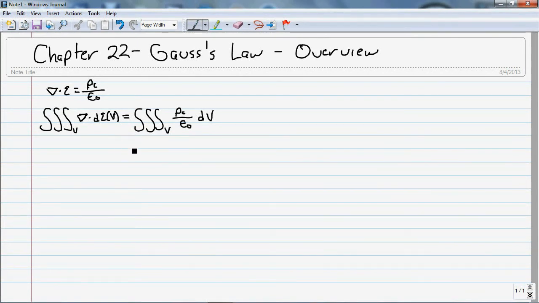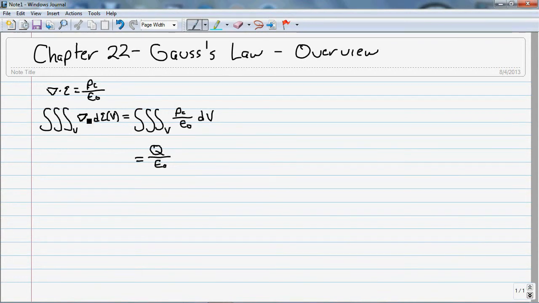So let's evaluate this side of the equation first. And if I'm taking a charge density, which is just charge per volume, and I'm integrating over that volume, then the total result is just going to be the total charge inside that volume. And then that's going to be divided by epsilon naught.